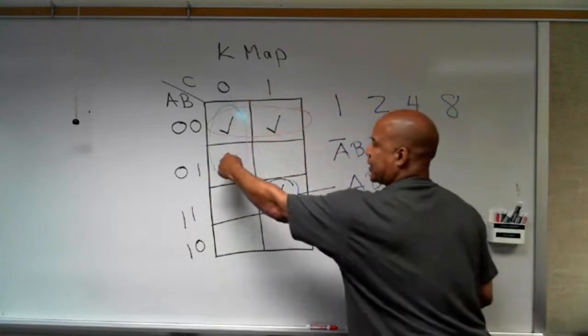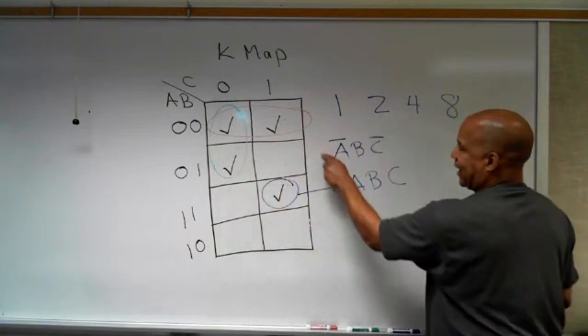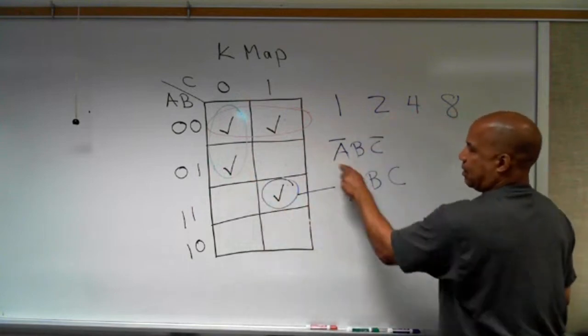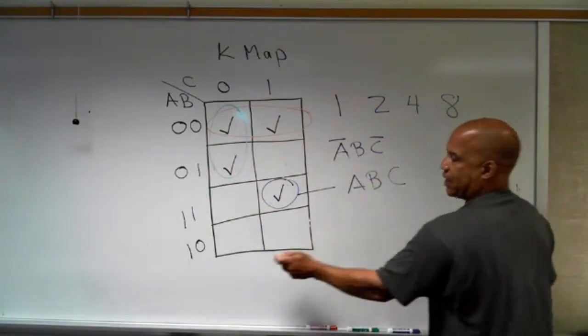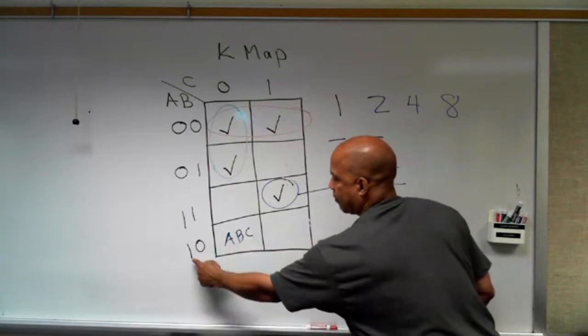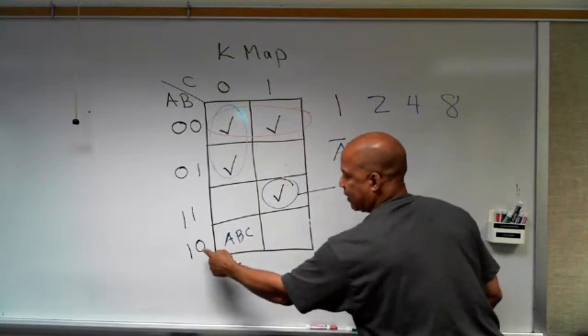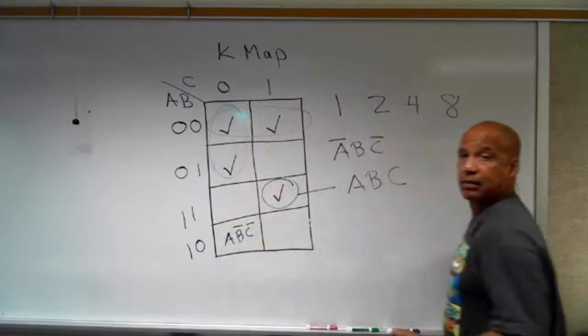So not only does every cell have a binary value, every cell actually has an algebraic value. I can write it in terms of A, B, and C. So like this one, I have A, B, C. Well, A is a 1, so I leave it unknotted. B is a 0, so I knot it. C is a 0, so I knot it.